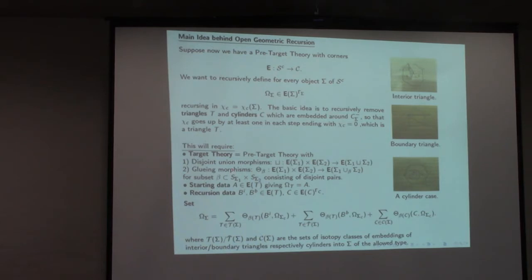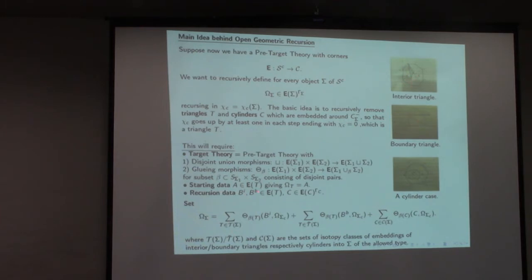Okay, so I do exactly the same as before. A target theory is something that also has disjoint unions, and it has the ability to glue. And then the starting data, what is that now? Well, of course I have to have something for a triangle, because everything stops with a triangle. So I have starting data, which is A for the triangle. And then you see I have recursion data, and recursion data is this type here, where I call this an interior triangle, and this one here I call a boundary triangle.